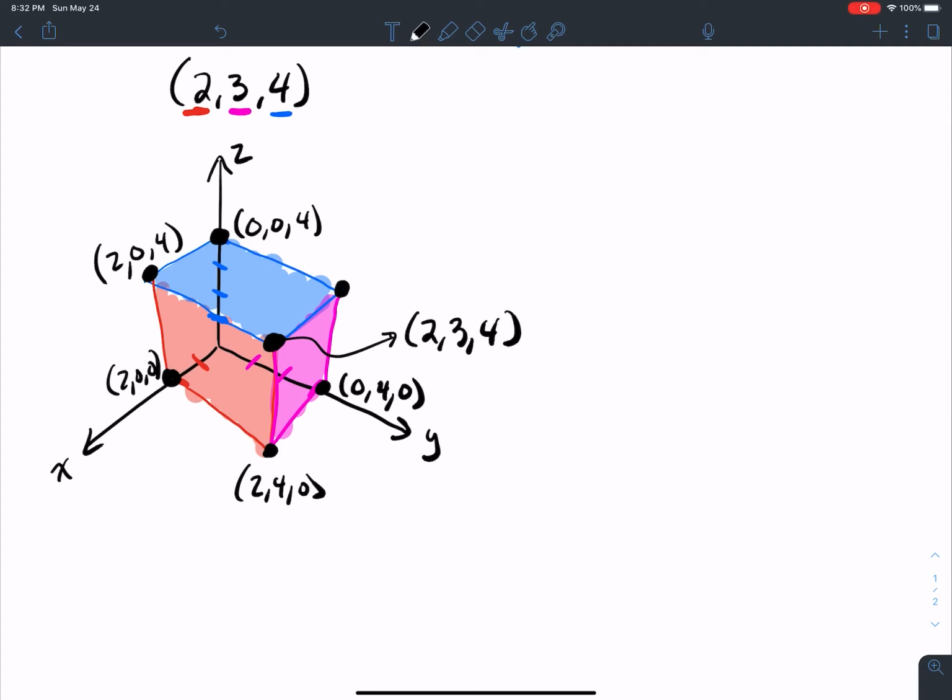This point over here, I guess, is 0, 3, 4. So let me change this real quick. That's a 3, and this one is 3 as well. Okay, I think I got it now. And then that point down in there is 0, 0, 0, the origin.